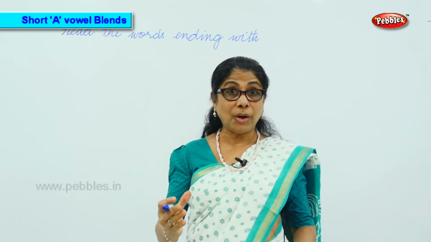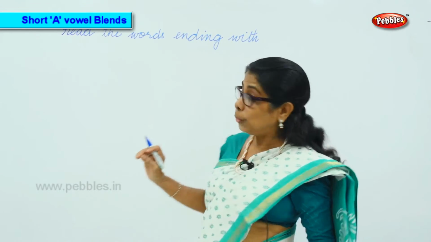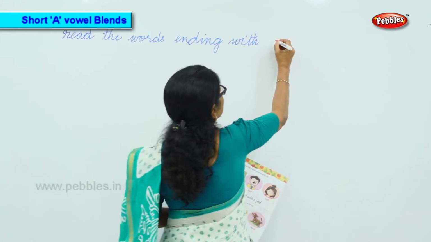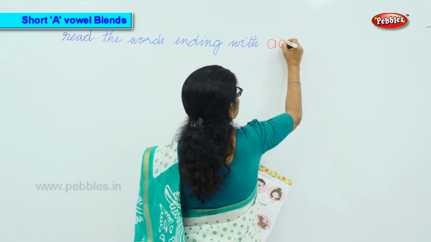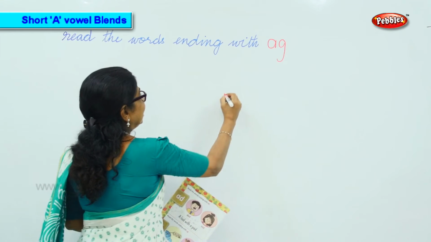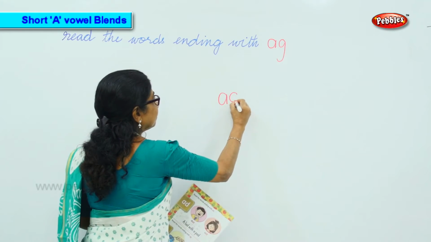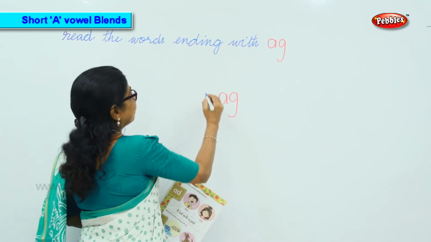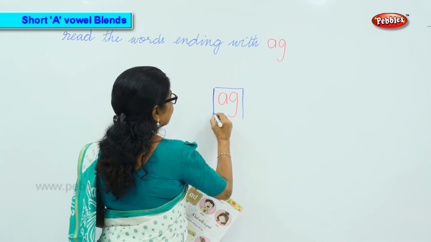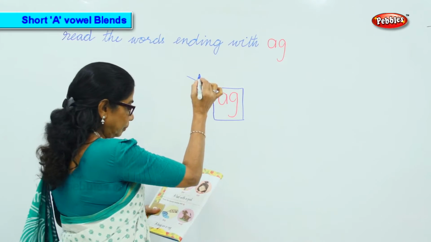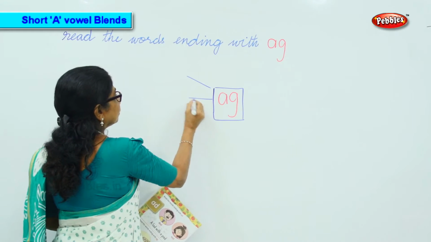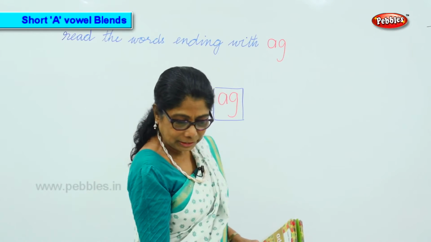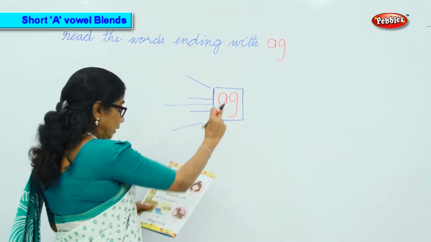AG words we are going to do now. AG, the words that end with AG. Okay? A, G. Okay? The words that end with A, G. Okay, let's find out now what words you have that end with AG.